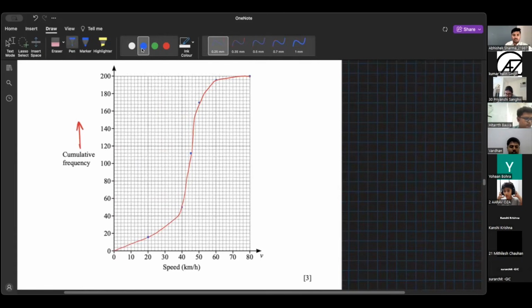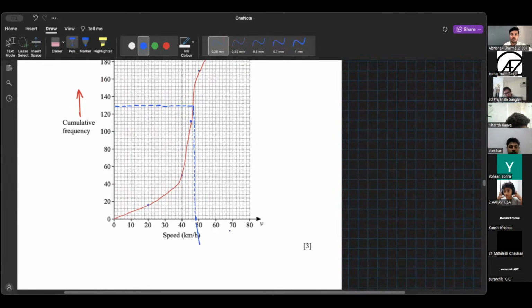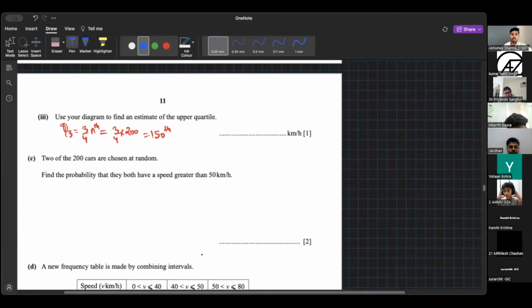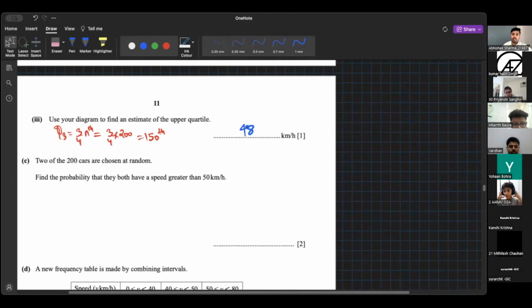The 150th value is here. From here, we will go to our graph like this and check. At this point, we will come down. And I think it is coming here. So that will be 48. So we can write 48 kilometer per hour. Now this 48, what is the plus or minus range?